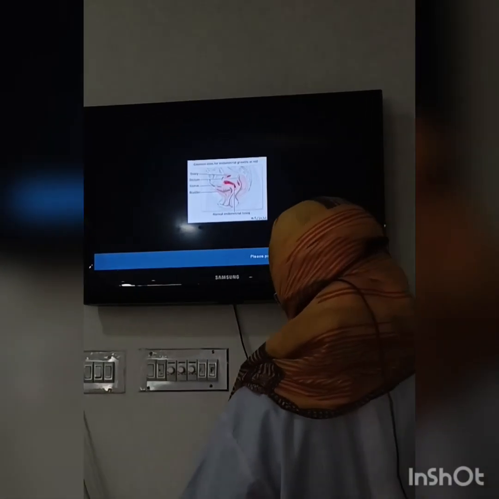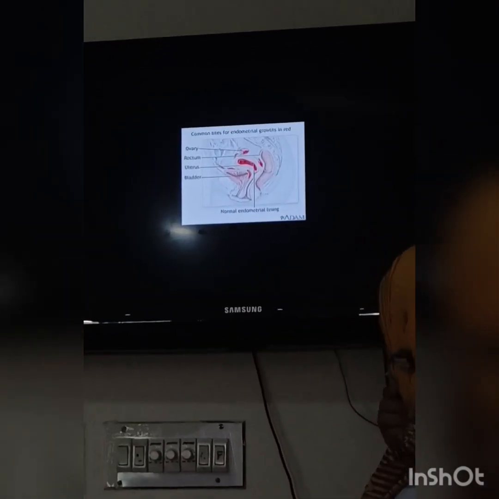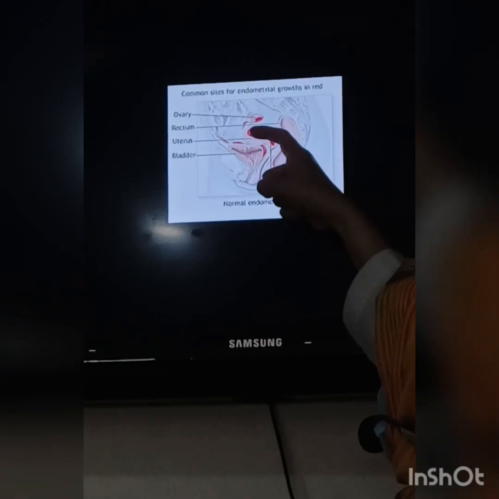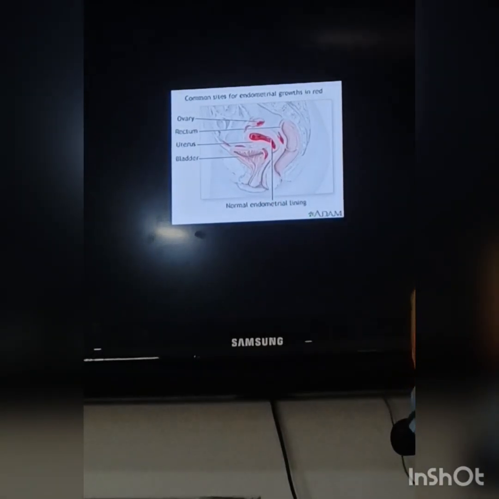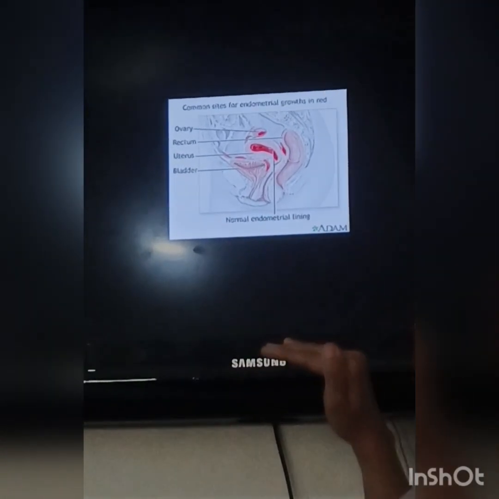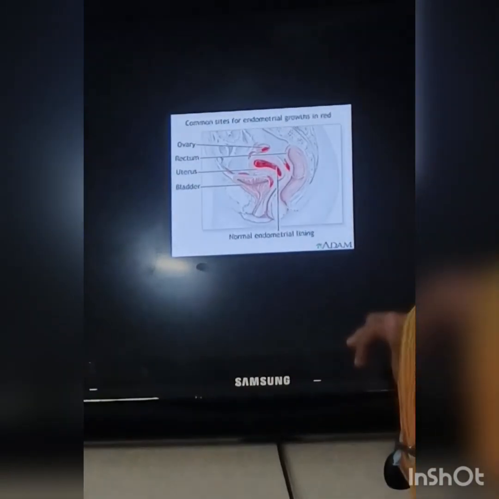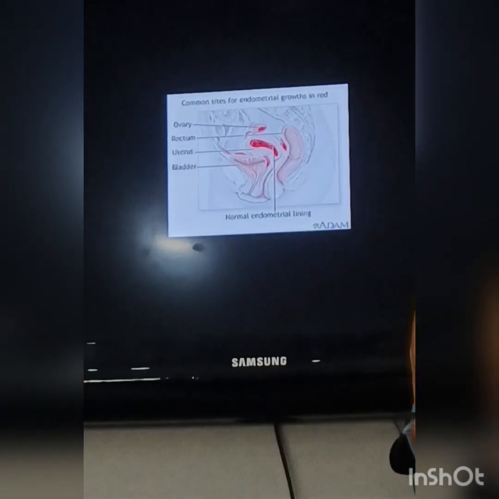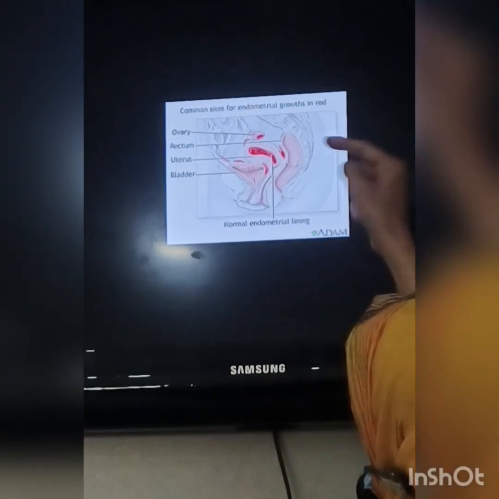Okay, this is a little bit smaller picture, but if you concentrate, this is a sagittal section. And we have to learn that this organ is the uterus that is lying anteverted and anteflexed, right? And another organ, the urinary bladder, is anterior to it, and you see the rectum behind it.